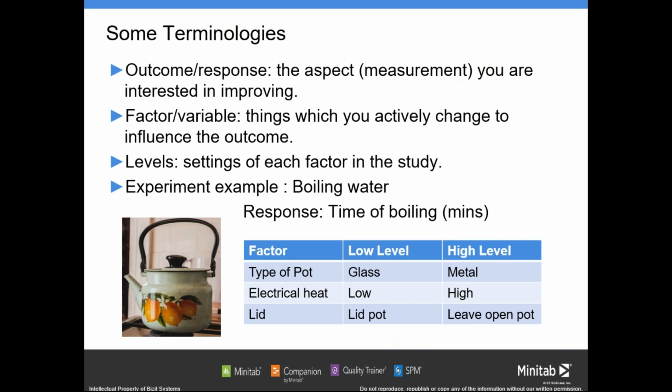So this is some terminology before we go further. The first is the outcome or response, your Y, and then you have your factor or variable, sometimes called a parameter. And then we have levels, for example two levels, low and high, for each factor. This is the terminology you need to know before we go further.